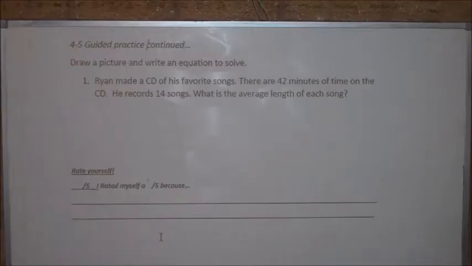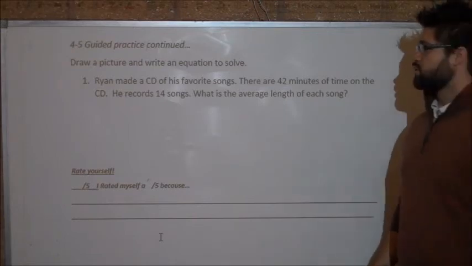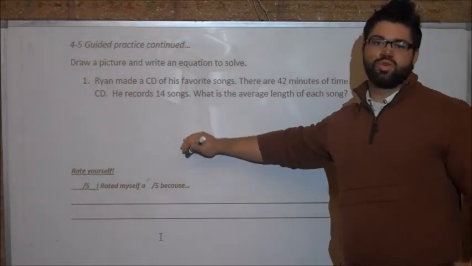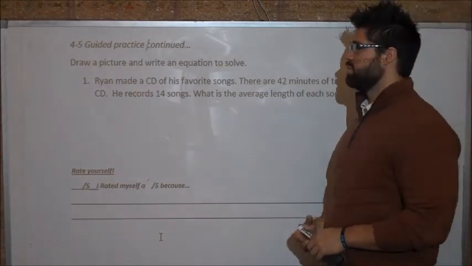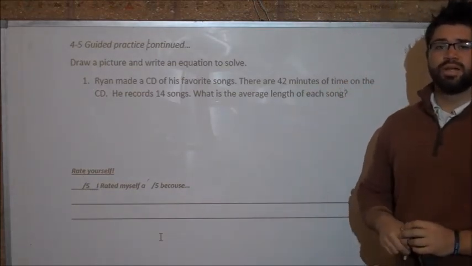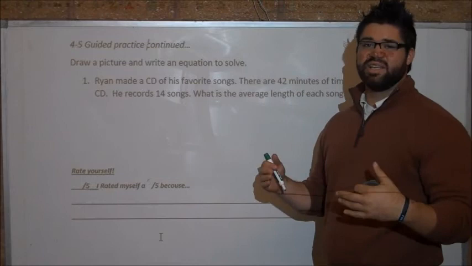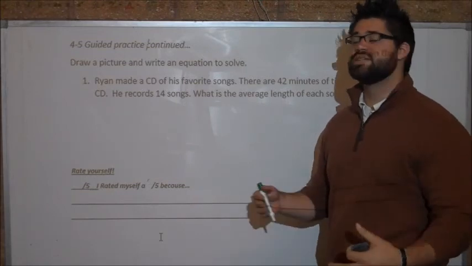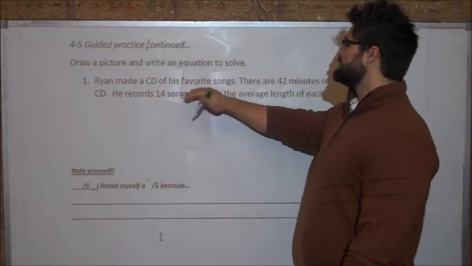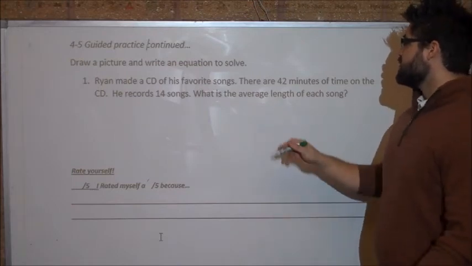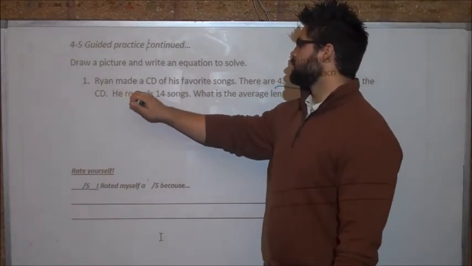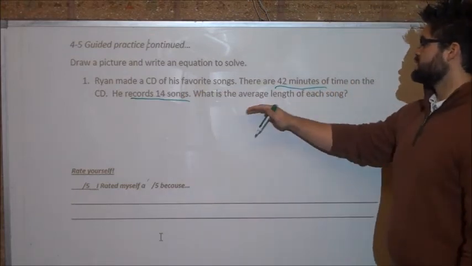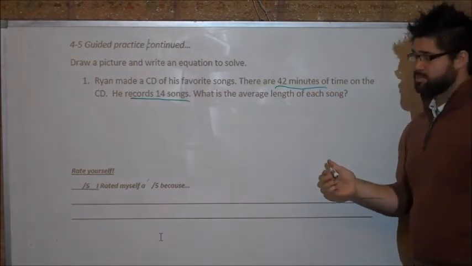Hopefully you had a chance to answer this question on your own and show all your work. I'm going to go through just quickly and we're going to check it out and see how you did. So just confirm your work along with mine. Remember, when we're reading a word problem, the first thing to do is find the important information. What is the problem already telling us? Ryan made a CD of his favorite songs. There are 42 minutes of time on the CD. He records 14 songs. What is the average length of each song?